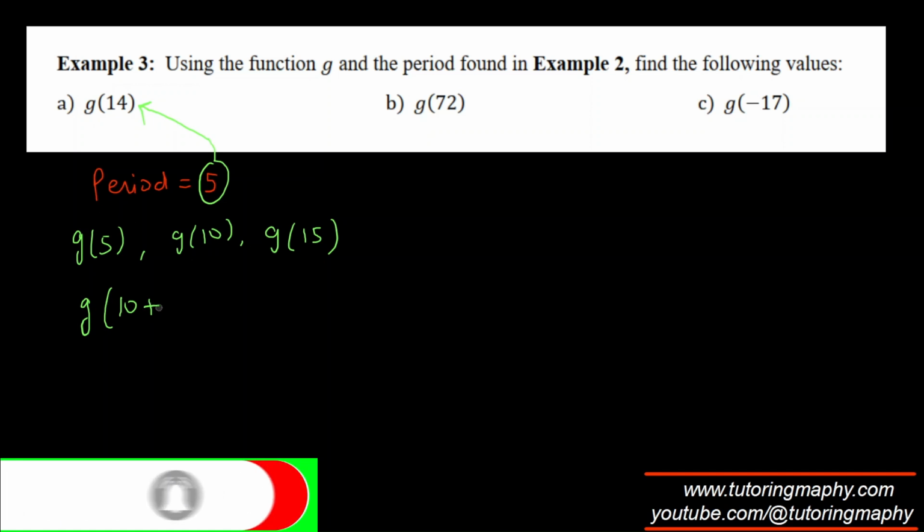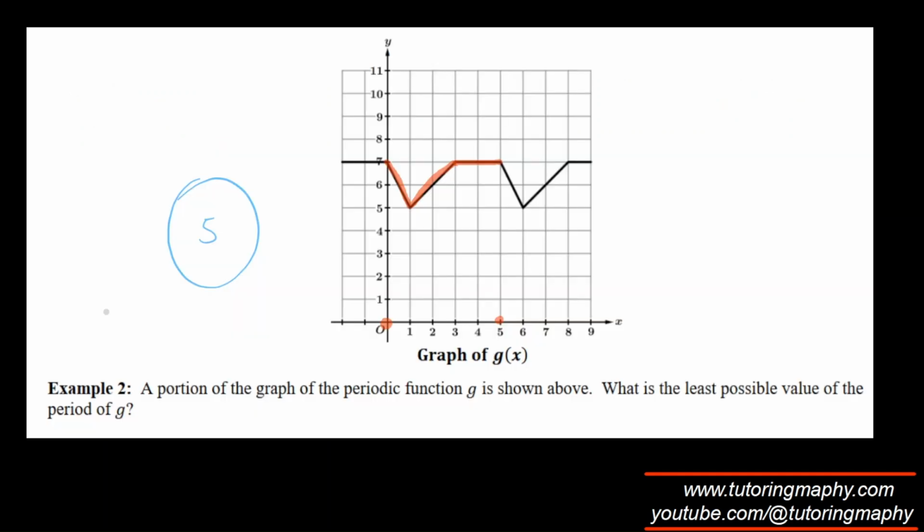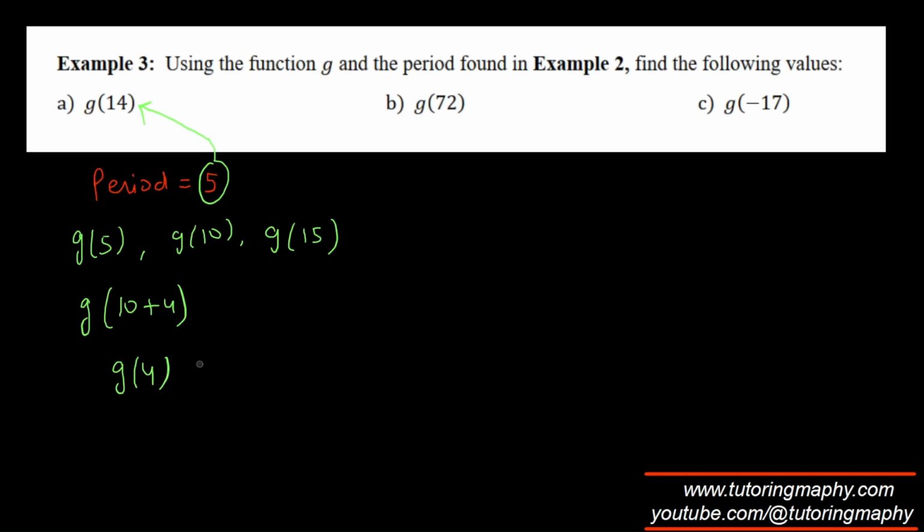So 10 plus 4, this is how I'm going to write. And the 10 is irrelevant, because 10 is going to repeat itself. So I can just say that it is as simple as going to G4. And if you see over here, we already have the value of G4, right? At x equal to 4, it is actually 7. So my answer is going to be 7 for this one.